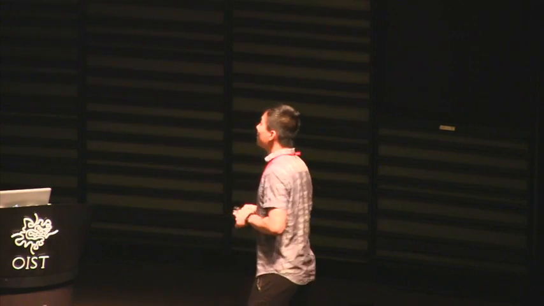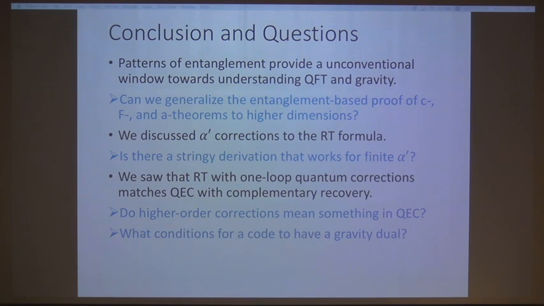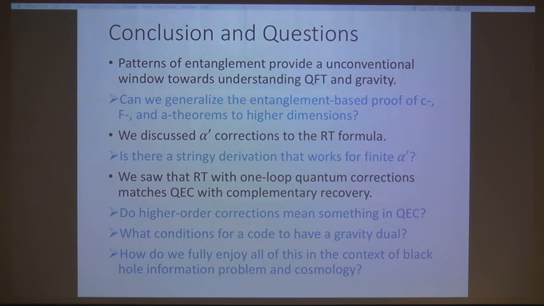And we also saw that the RT formula with one-loop quantum corrections matches quantum error correction with complementary recovery. Do higher-order corrections of the RT formula mean anything in quantum error correction? How do we think about it in that context? This is non-trivial. And in general, what are the conditions for a quantum error correcting code to be holographic, to have a gravity dual? We'd like to understand that. And finally, I'd like to conclude with the question, how do we actually fully enjoy all of this in the context of the black hole information problem and in the context of cosmology? Thank you.